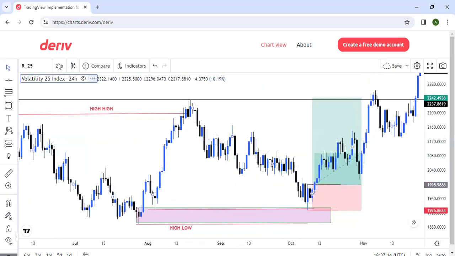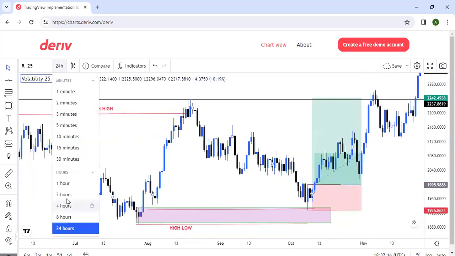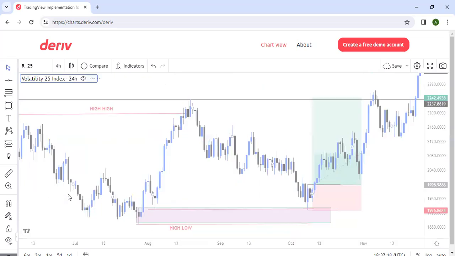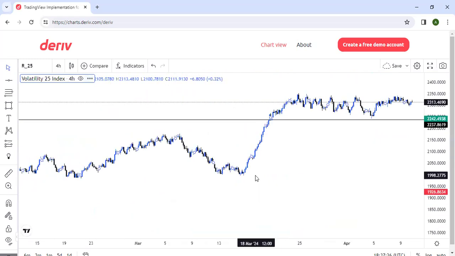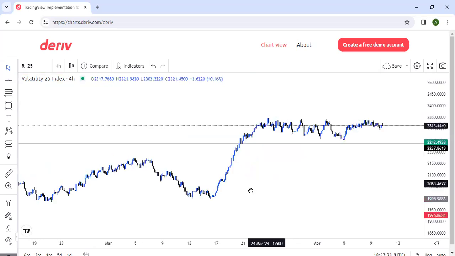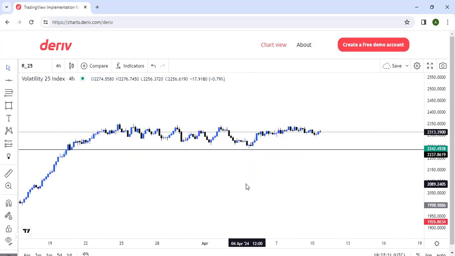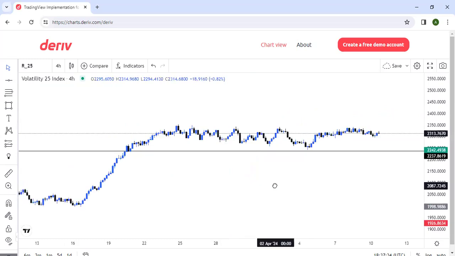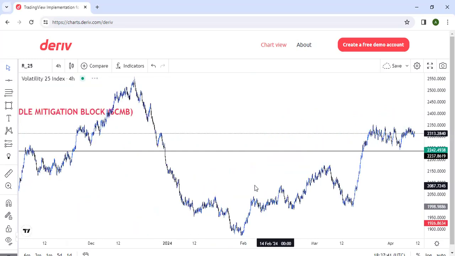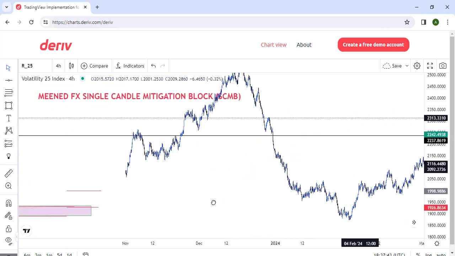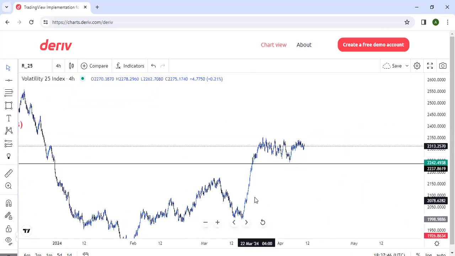All right, let me check H4. Let's see whether we can have something like this on H4. So I want to just show you on H4 how to use it. The concept is just straightforward, simple. All right, let me just check this area so that we won't go far.